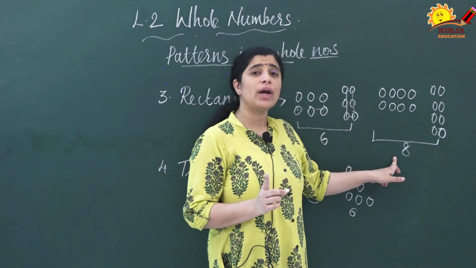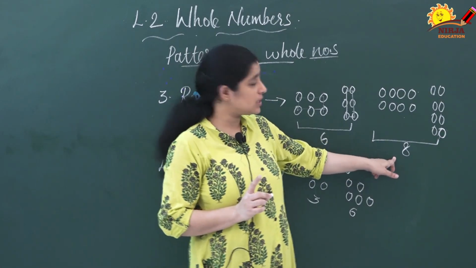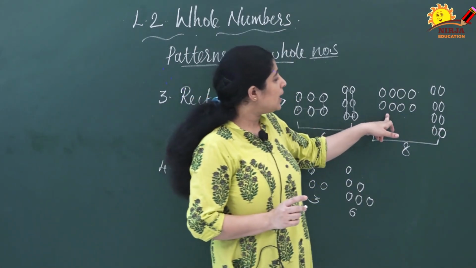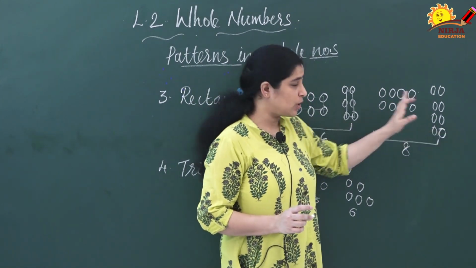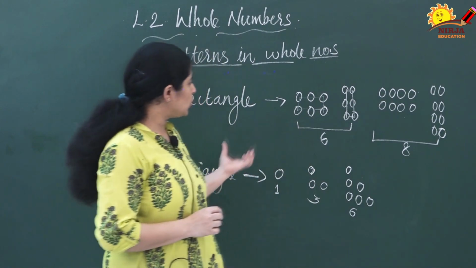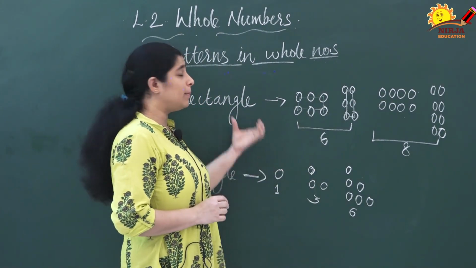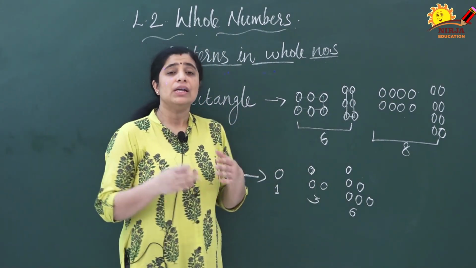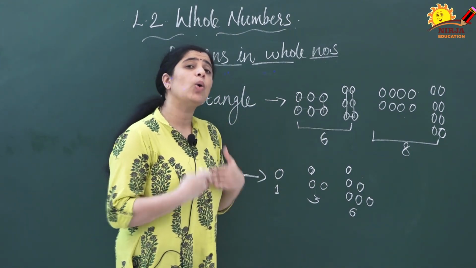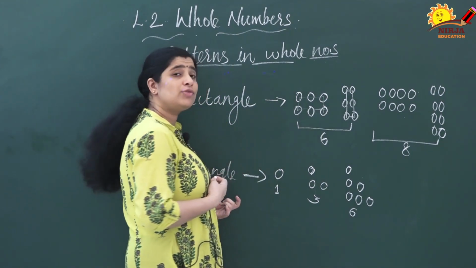8 also you can represent in the form of a rectangle. See here, this also can be represented by 2 ways, like this way and this way. 2 are in the form of a rectangle. Like this way you can represent the whole numbers in the rectangle form. Now we are going to discuss how can we represent the whole numbers in the form of triangle.